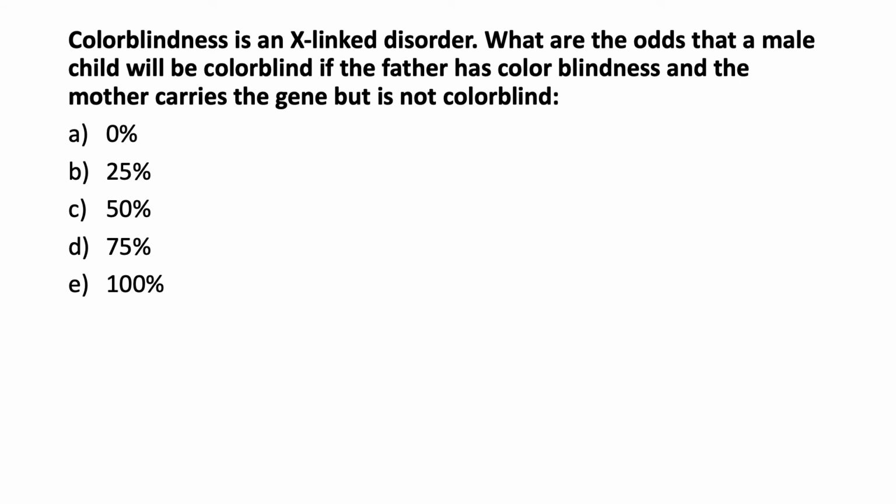All right, now we're going to apply what you just learned to a practice problem. Color blindness is an X-linked disorder, which means that... what are the odds that a male child will be colorblind if his father is and his mother is carrying the gene, but is not colorblind? Remember that I'm asking about male children, and the best way to do these problems is with a Punnett square. So I'll give you a few seconds to work through this, then you can pause the video, and then I'll go over the answer.